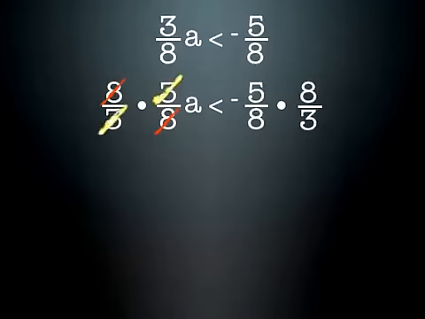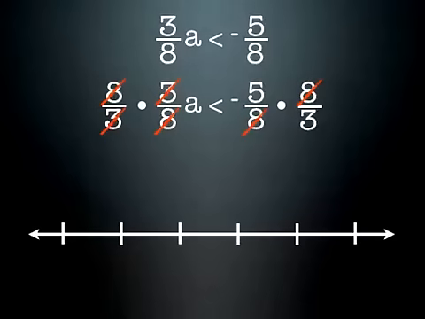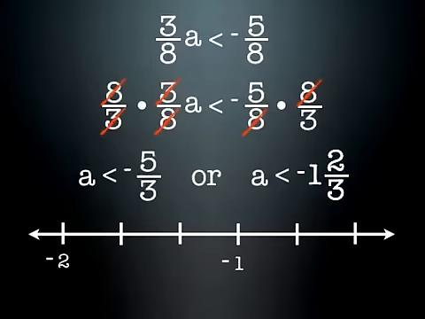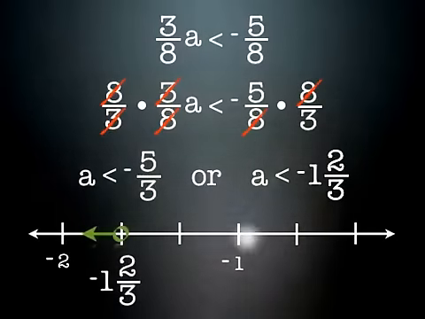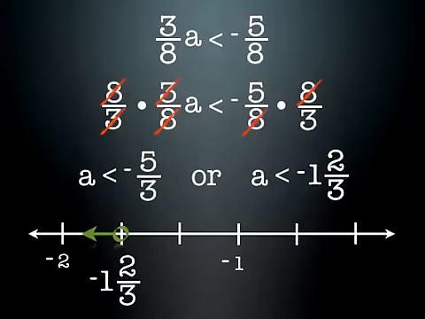When we simplify, we'll be left simply with a on the left-hand side, and on the right-hand side we'll be left with negative 5/3. We'll have an open circle at the negative 5/3, or as a mixed number, negative 1 2/3, pointing to the left.